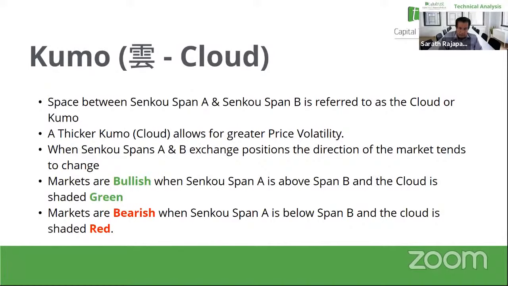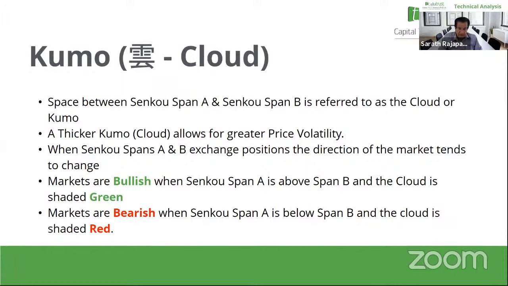A thicker cloud allows for greater price volatility. That means whatever the cloud indicates, as we see below, will not change much if the cloud is big, and it is a little further away, up or down, from the candlestick line.